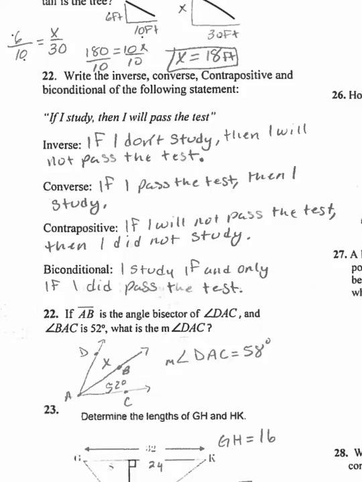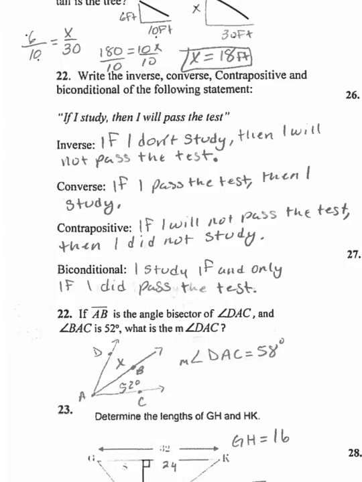22, write the inverse, converse, contrapositive, and biconditional. Might want to check your foldable for this. If I study, I'll pass the test. Inverse is not original order, but negated. So if I don't study, I will not pass the test. So original order, but they negate the original two statements. Converse is a flip. Hypothesis to the back, conclusion to the front. So what was, then I will pass the test. Now it starts: if I pass the test, then I study.